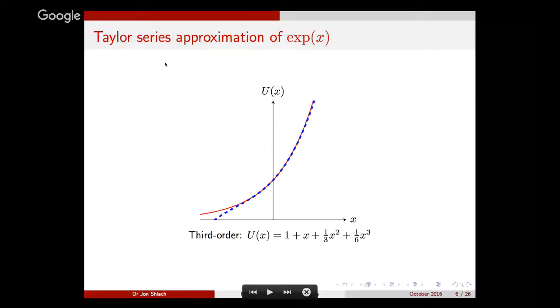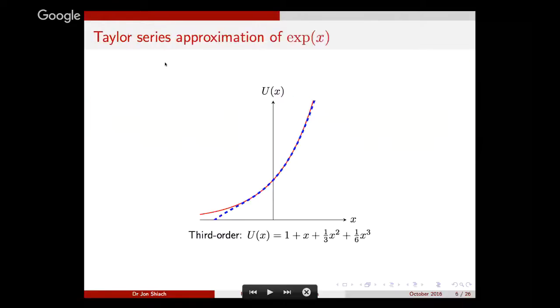Third order, it's starting to get a bit better. Hopefully you're starting to get the idea. The more terms we have in our Taylor series expansion, the closer our approximation, the dashed blue line, is to the function we're trying to approximate.